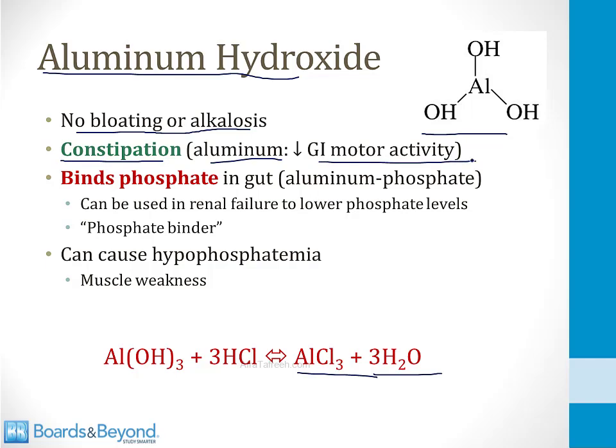In addition, aluminum is a well-known binder of phosphate in the gut. It forms aluminum phosphate complexes, and this can potentially cause hypophosphatemia, which generally presents as muscle weakness. You would have to take a lot of aluminum hydroxide for this to happen.